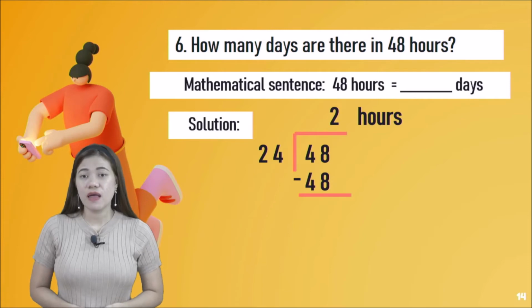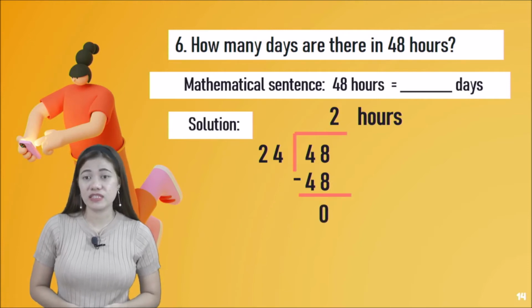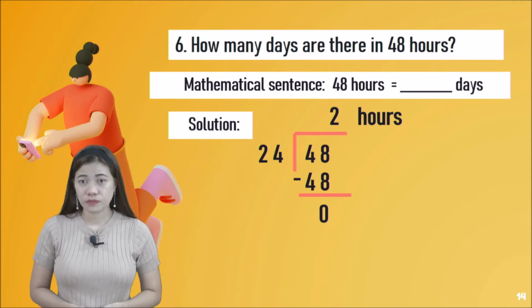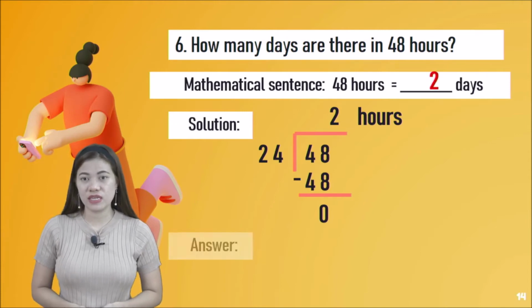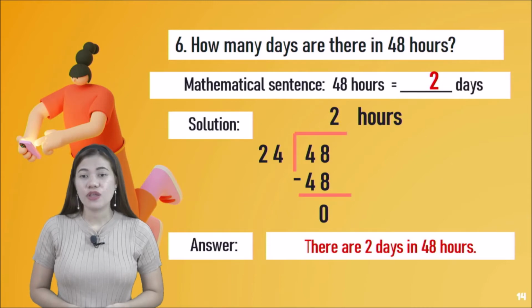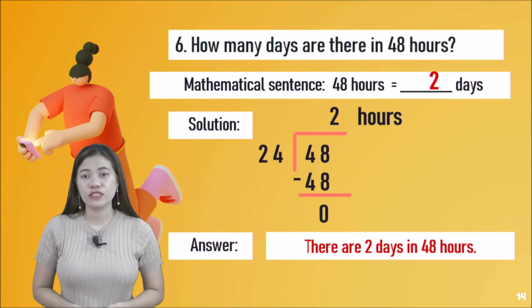2 times 24 is equal to 48. So 48 minus 48 is equal to 0. So 48 hours is equal to 2 days. Okay, kids? Our final answer, there are 2 days in 48 hours.